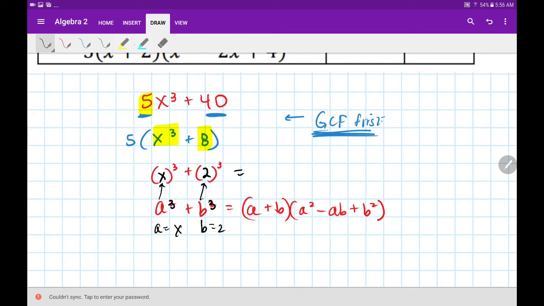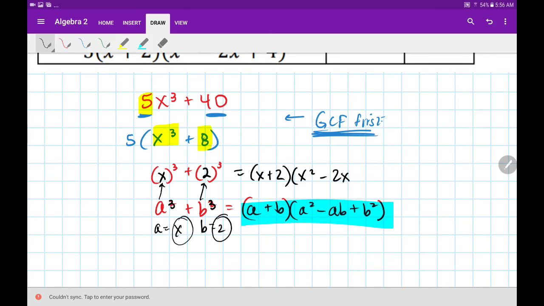So let's just use this as our guide. Let's do it. So a plus b, which is x plus 2. Now we're going to square our a term, minus, multiply them together. A times b is going to be 2x, plus square your b. So 2 times 2 is 4.